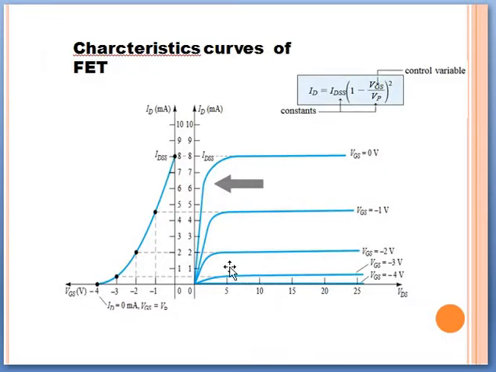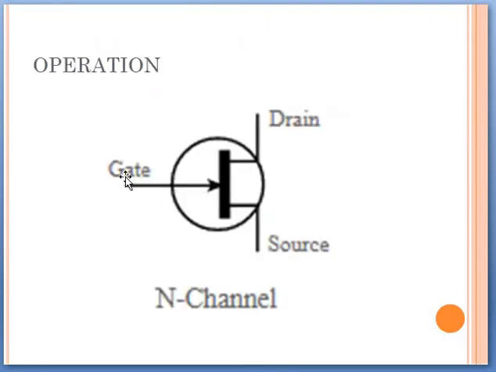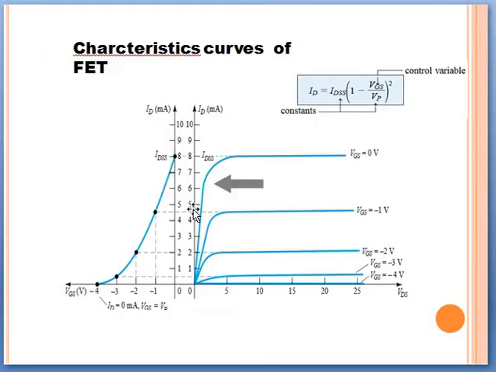The FET has the drain characteristics and the transfer characteristics. The drain characteristics can be plotted by keeping VGS, the gate source voltage, constant, and plotting a graph between ID and VDS. The transfer characteristics can be obtained by this equation: ID is equal to IDSS into (1 minus VGS by VP) whole square, where VP is the pinch-off voltage.